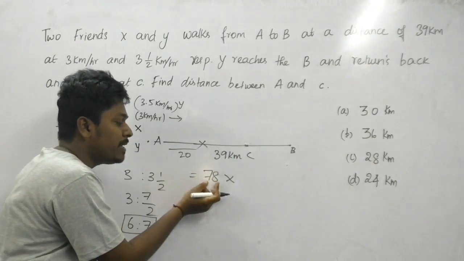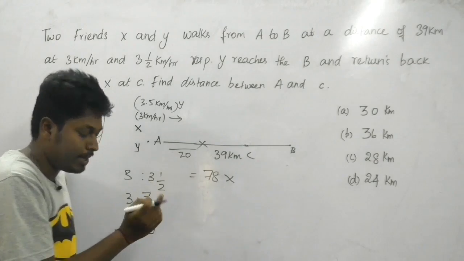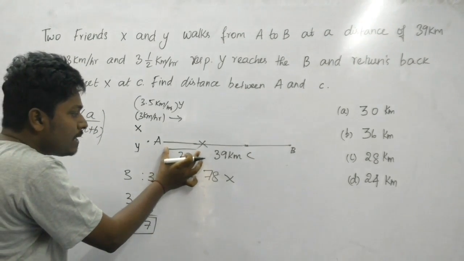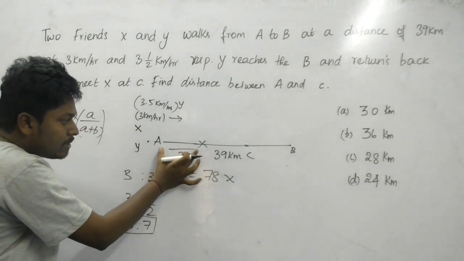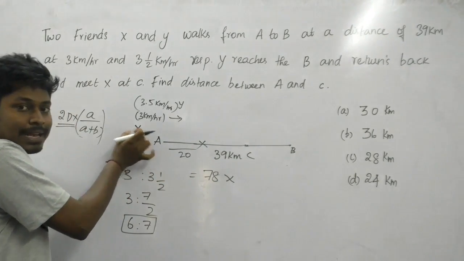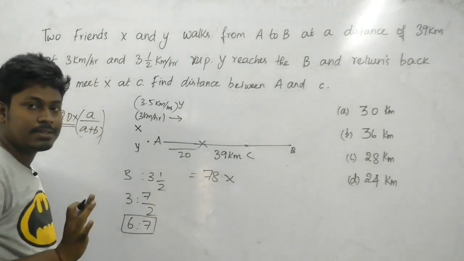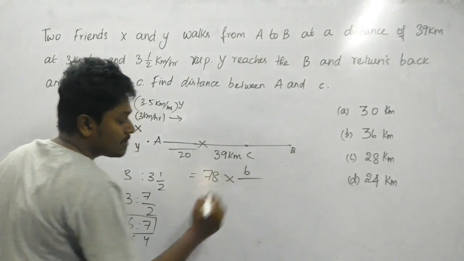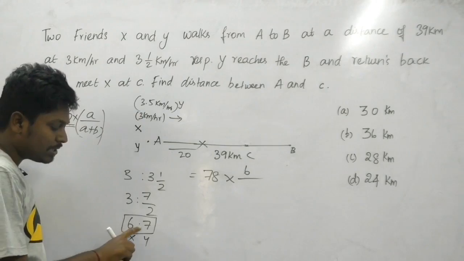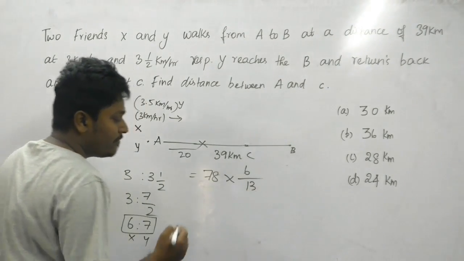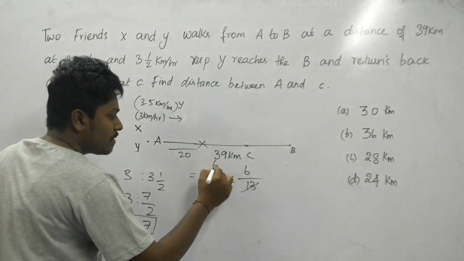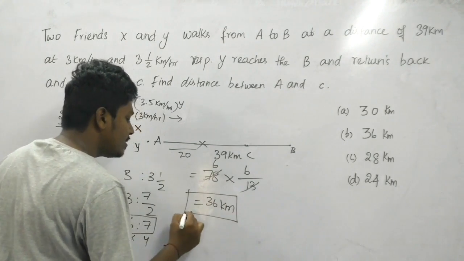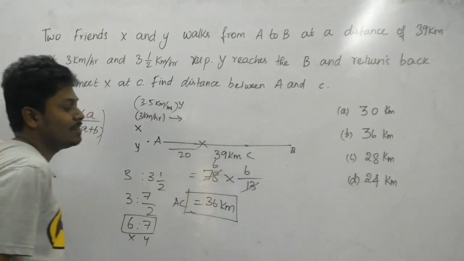We know that the overall distance covered by both of them will be 78 kilometers. The ratio is 6:7. We should calculate only the distance between A and this point, so we should calculate only for person x. Why? Because x is traveling this distance, right? So what is the ratio of x and y? It is the ratio of x divided by the overall ratio. 6 plus 7 is 13. If we cancel it, 6 into 6, 36 kilometers. We got the answer. A to C is 36 kilometers.